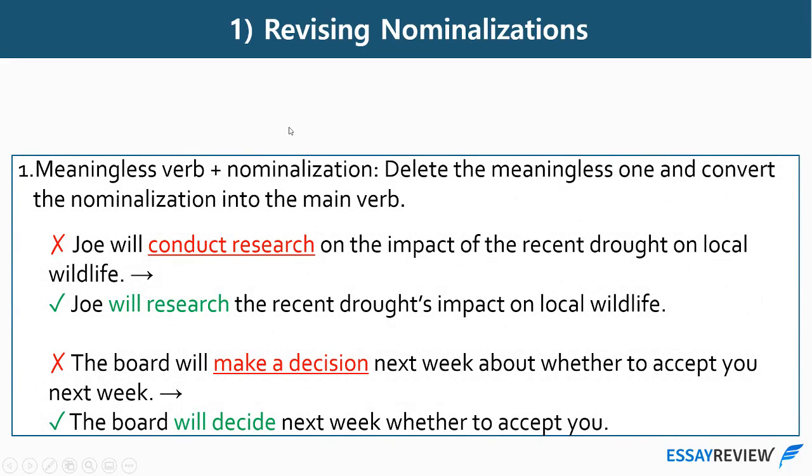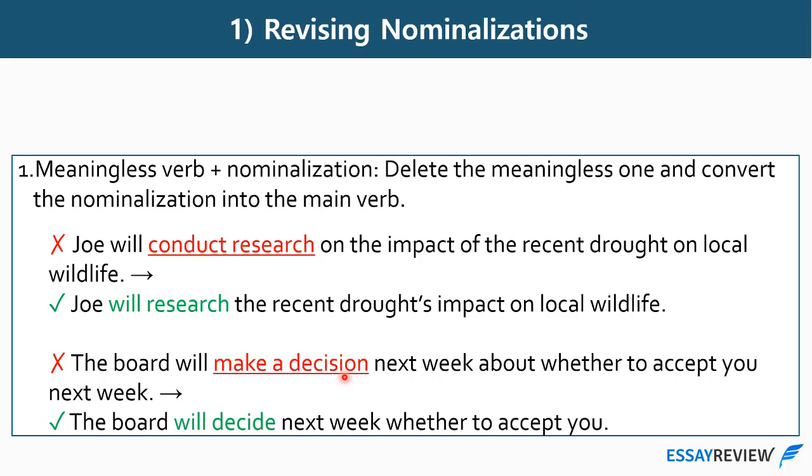And I think these are quite fun, to be honest, because we use them all the time and we don't know it. So we have a meaningless verb plus a strong verb that's been changed into a noun. So we delete the meaningless verb and we use the strong verb. Instead of "Joe will conduct research," we say "Joe will research." And it can be okay to use "conduct research" sometimes, but if you make it a habit to delete this kind of expression, then you can make stronger verbs.